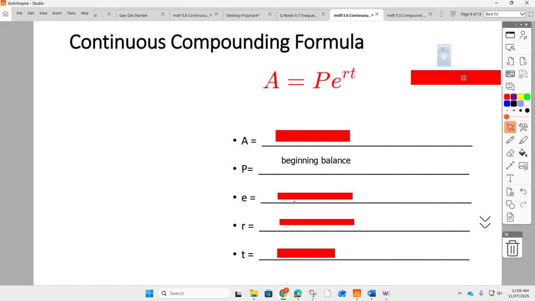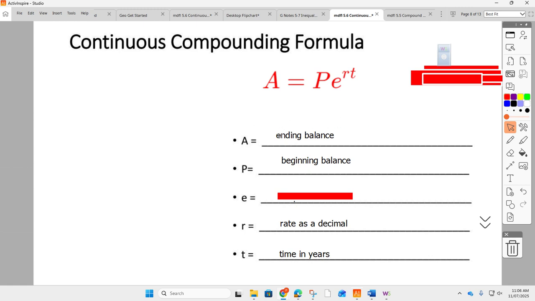What do you think the R is? As a decimal. What do you think the T is? Time in years. Yep. So these are not new things, right? This one, just another way of saying the ending balance.